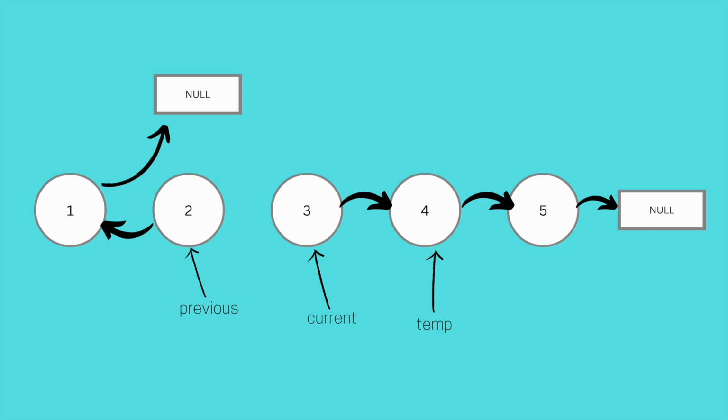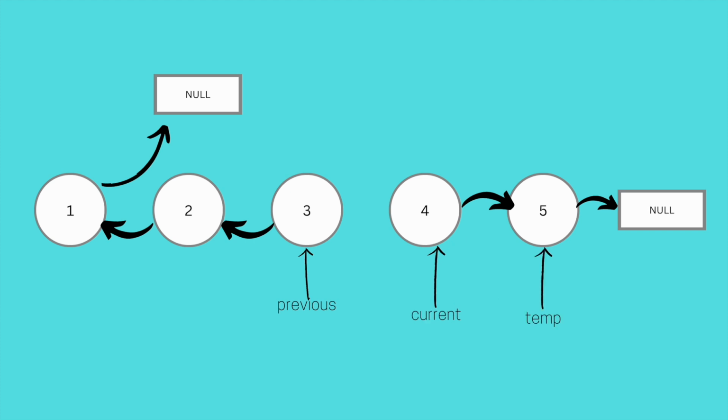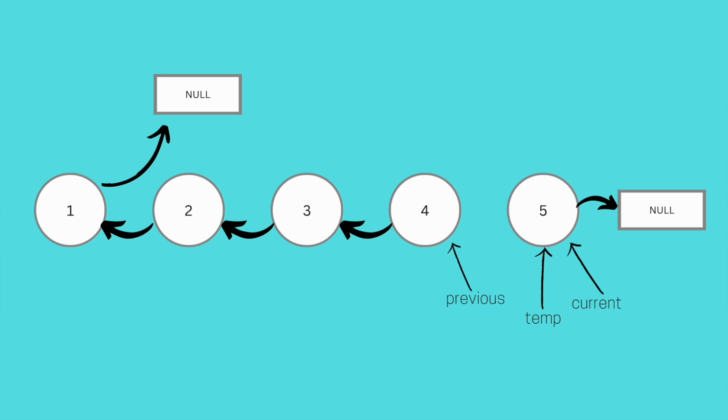Now we will reverse node 3 with the same process by taking current's next value, setting it to previous, moving previous to current, moving current to temp, and then moving temp to current's next value. Now we will reverse node 4 with the same process. And now we will reverse node 5 with the same process.